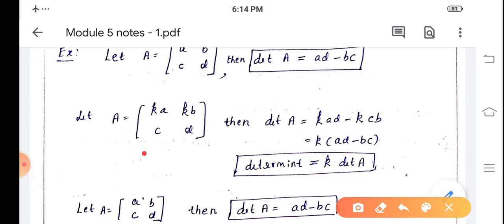If we find the determinant of this, it will be ka multiplied by d minus c into kb. That is kad minus kcb, or we write it as k into (ad minus bc). That gives determinant equal to k into (ad minus bc), which is the determinant of A. So it is k times determinant A.